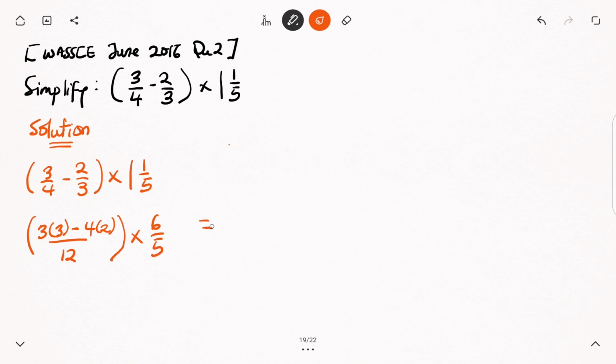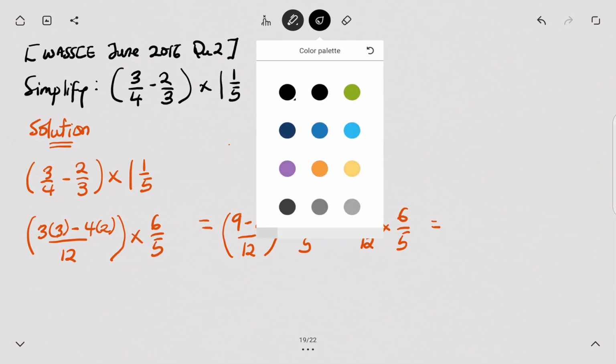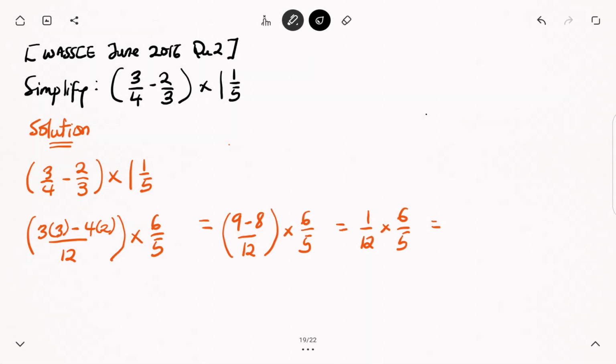So this is equal to 3 multiplied by 3 will give me 9, minus 4 multiplied by 2 will give me 8 on 12, multiplied by 6 on 5. So this is equal to 9 minus 8 will give me 1 on 12, multiplied by 6 on 5. So from here, all I have to do is to do some basic cancellation. So 6 will go into itself once, it will go into 12 two times.